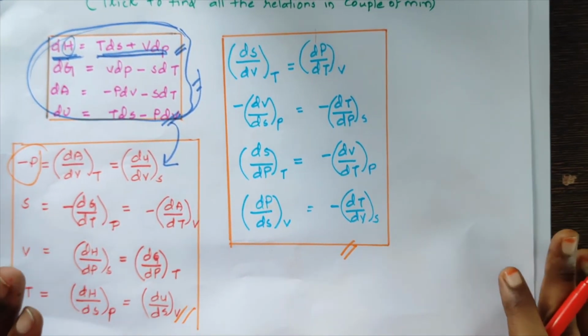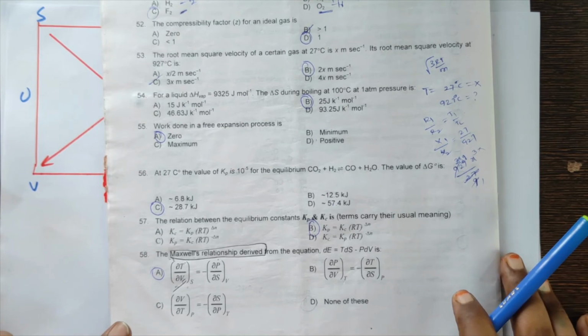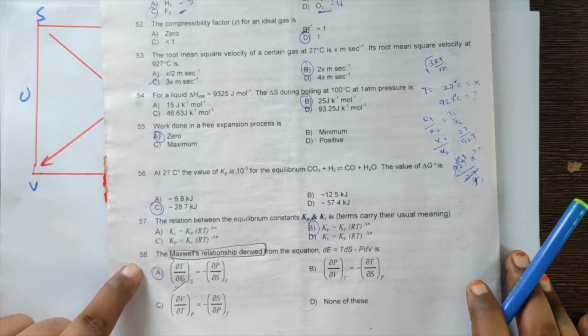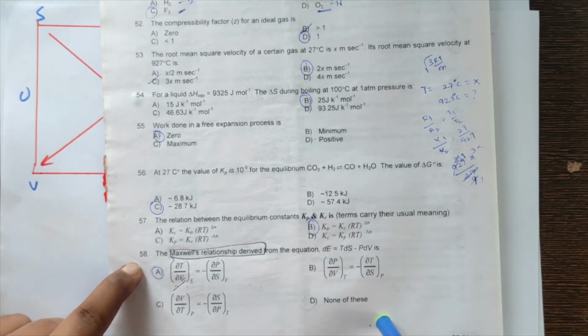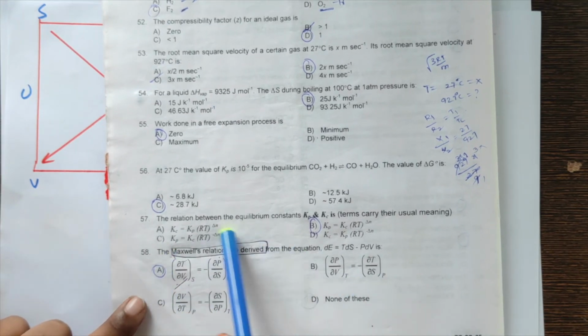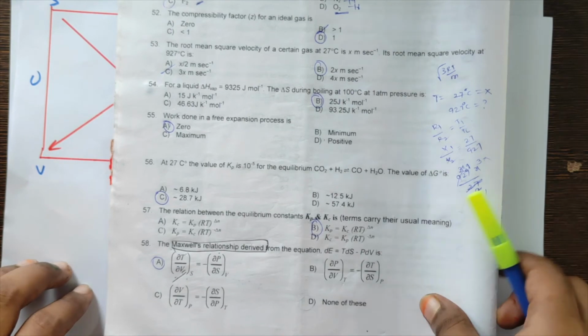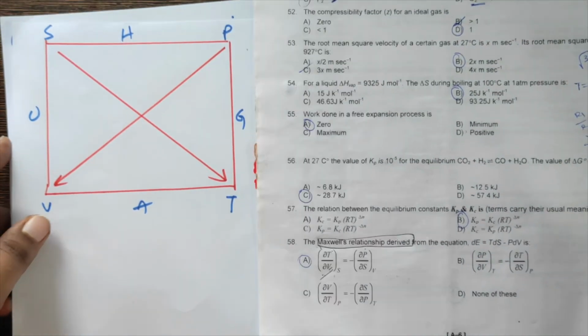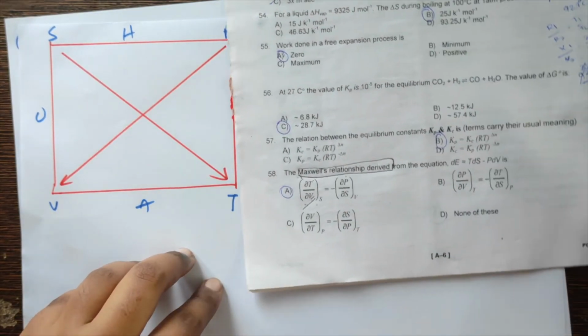Now let us see some questions. Here is a series question number 58. This is a question of CUSET 2019. Here it was asked to find the Maxwell relation. Then we will simply draw our Maxwell square. Let's check out the options.